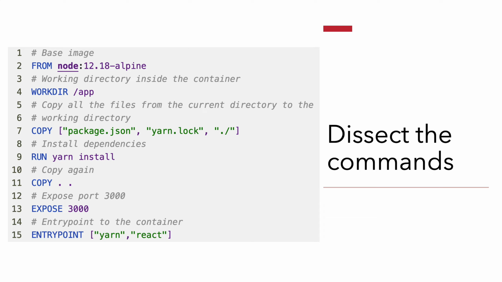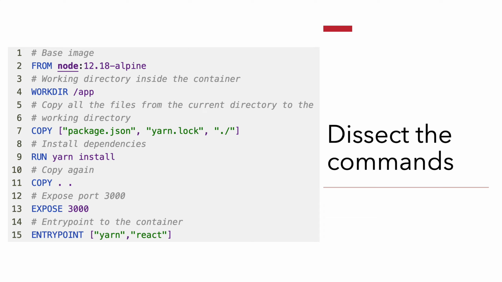And then there is RUN yarn install, which is nothing but installing all the dependencies to run the application. Then we are again copying all the files which are required to run the application inside the container. And then we're exposing port 3000 here. That is the port which is required for our application to run. And then we are setting an entry point. This entry point is kind of new. You might not have heard of it. If you have, that's exactly what it is.